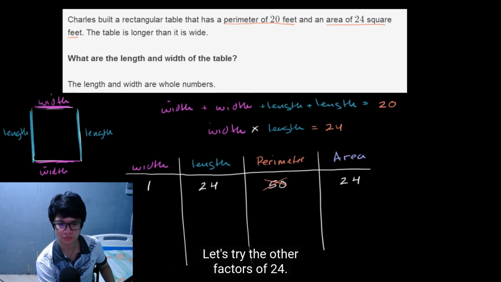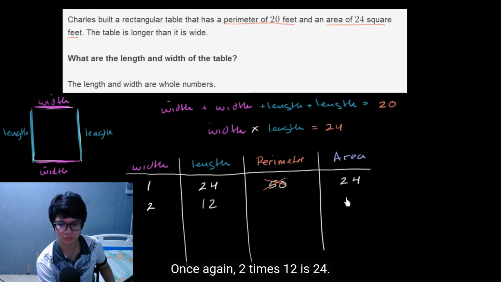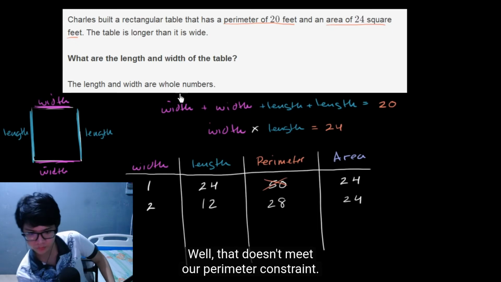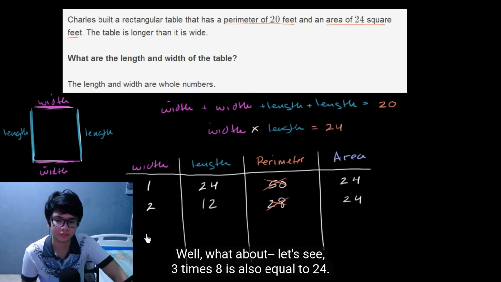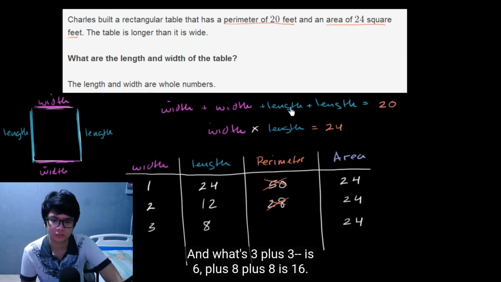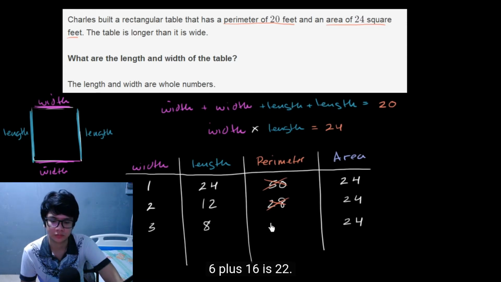Let's try the other factors of 24. It could be 2 and 12. Once again, 2 times 12 is 24. But what's 2 plus 2? It's 4, plus 12 plus 12. So it's 4 plus 24. That's going to be 28. Well, that doesn't meet our perimeter constraint. So that's not going to be right. Well, what about 3 times 8, which is also equal to 24? What's 3 plus 3 is 6, plus 8 plus 8 is 16, 6 plus 16 is 22. Well, we're getting close, but it's still not a perimeter of 20. So that's not going to be right.